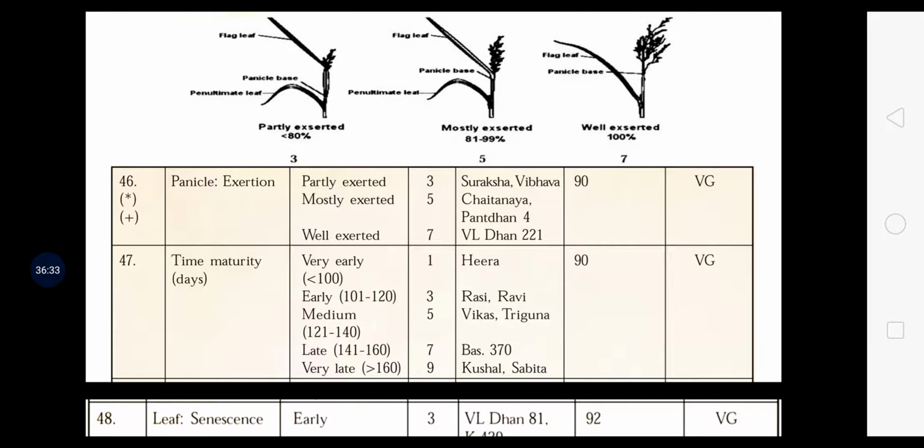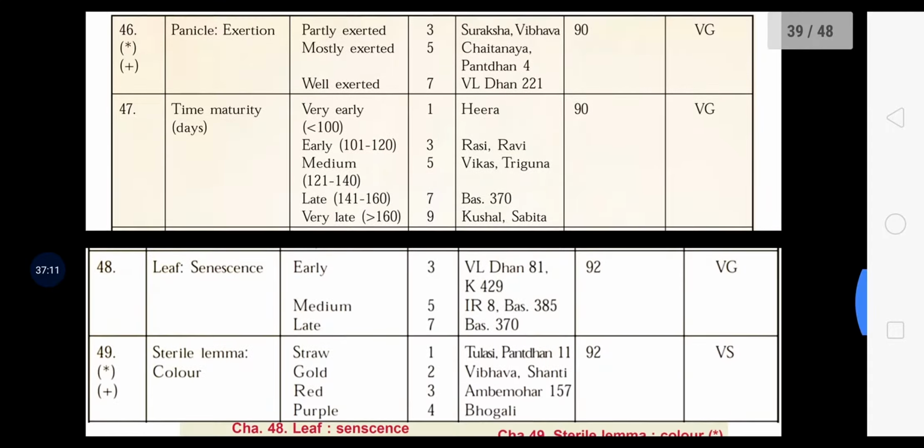Time of maturity in days is the 47th characteristic, scored as very early, less than 100 days, early 101 to 120 scored as 3, then medium duration 121 to 140 scored as 5, late 141 to 160 scored as 7, and very late more than 160 days scored as 9. Example for very early maturing types is Hira. Early type is Rasi and Ravi. Medium duration, Vikas and Triguna. Then late type is Basmati 370 and very late is Kushal and Sabita.